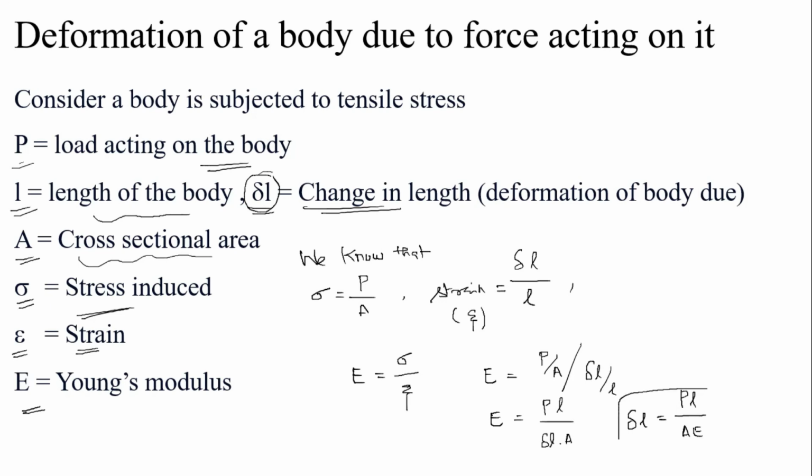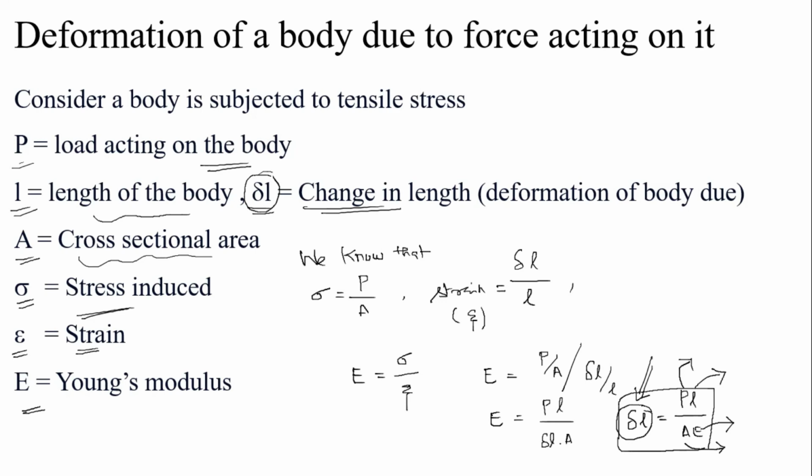So del L, the change in length, where P is the load acting on the body, L is the length of the body, A is the cross-sectional area, and E is Young's modulus. From that we can calculate del L, the change in length due to deformation. After deformation we have to measure that, which is called del L, the change in length.